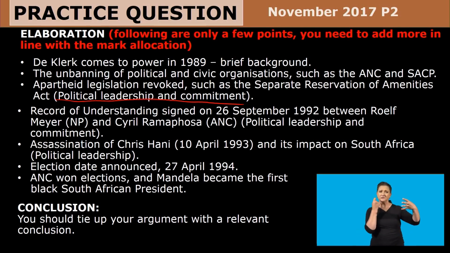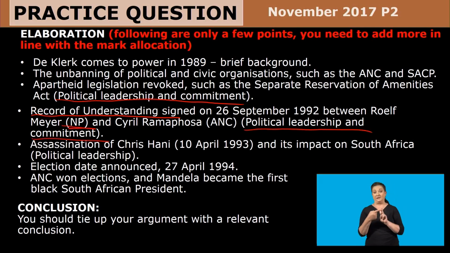Record of Understanding signed, very important to mention that, on the 26th of September 1992 between Roelf Meyer, representing the National Party, and Cyril Ramaphosa, representing the ANC. So again, that shows political leadership and commitment, because you can see Roelf Meyer represented the National Party and Cyril Ramaphosa represented the ANC. So that shows political leadership and their commitment because they signed the Record of Understanding.